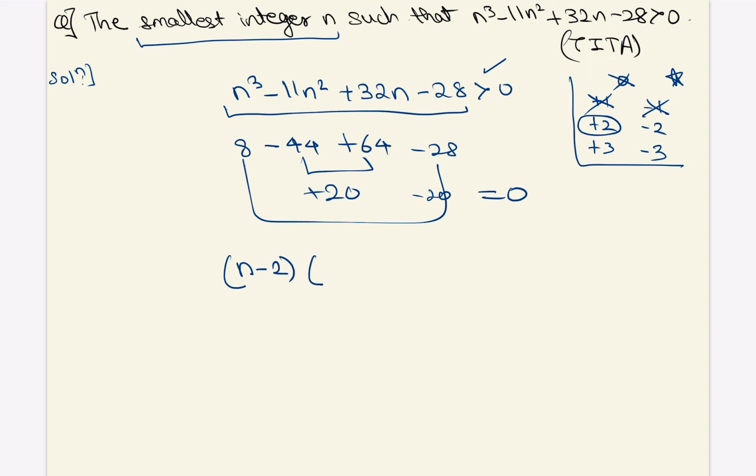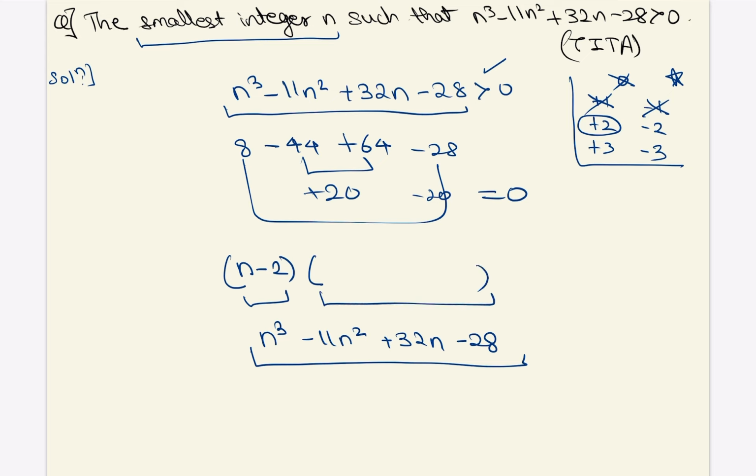Now how to get the other factor? I'll write this equation down: n cubed minus 11n squared plus 32n minus 28. Now I have to get this from multiplication of n minus 2 into something. What that something is, I'll figure out. Okay, how to figure that out? Now the first term you can look at is n cubed. Is there anything here? No. So I just need to multiply this n with n squared, right?